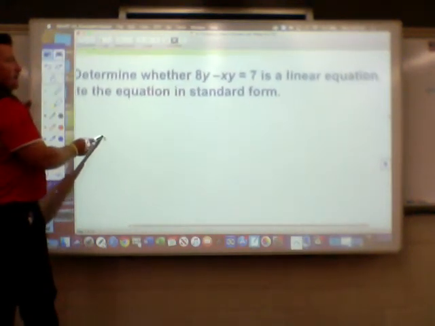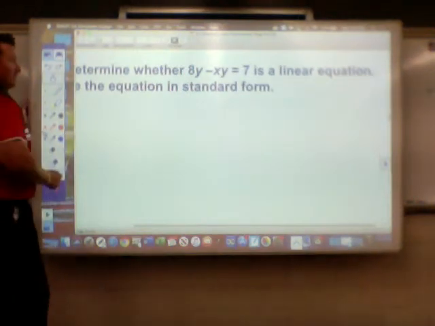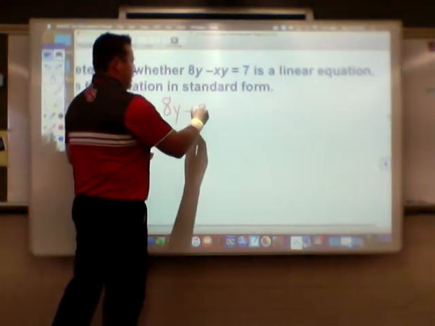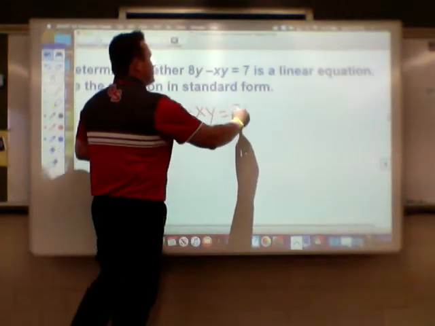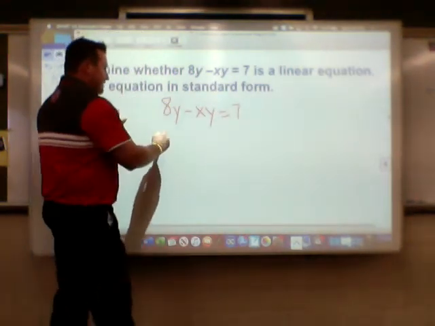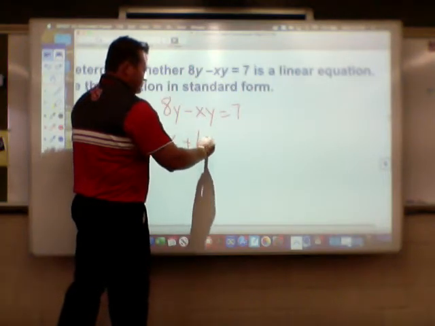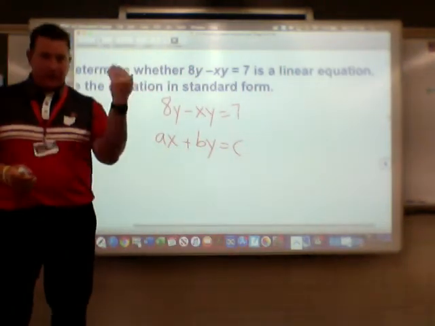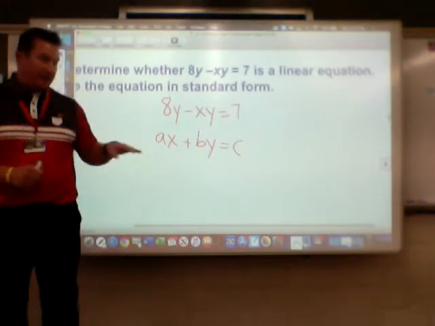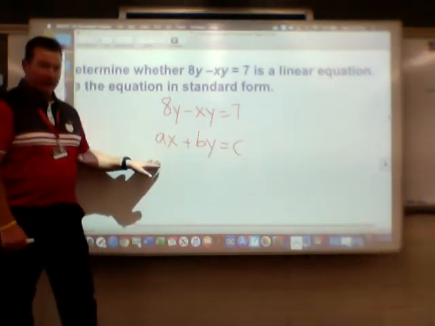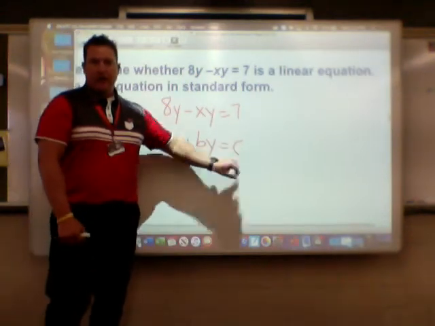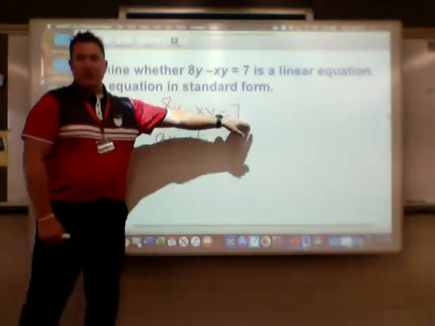All right, here we go. Right, I'd like to know if this one is a linear equation. So 8y minus xy equals 7, right? It's kind of in that ax plus by equals c, right? This is my standard form, right? We just talked about this at the beginning, right? This is what standard form looks like. So one variable plus another variable equals our constants. Is that what's going on here?